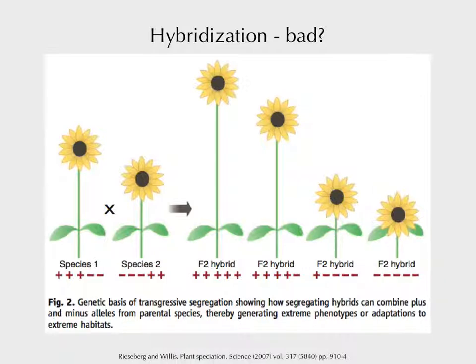Okay, so here, yep. It looks like you can draw the exact same diagram, but just with the same species and two different individuals. Mm-hmm. Like, is it just that there's more variation between species that can be hybridized? Is that what you're saying?